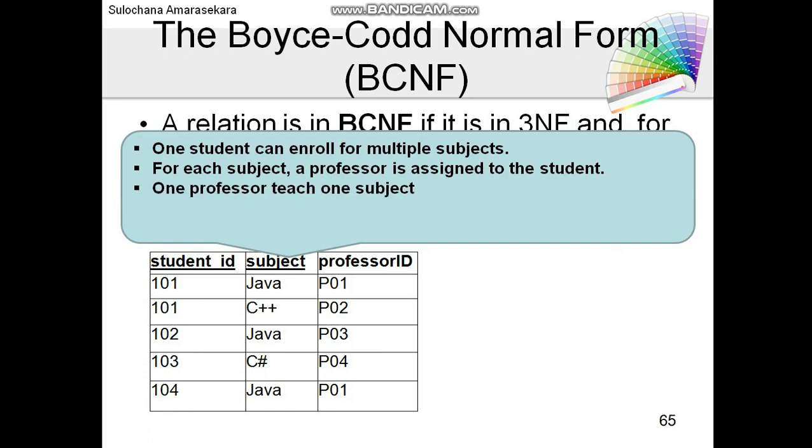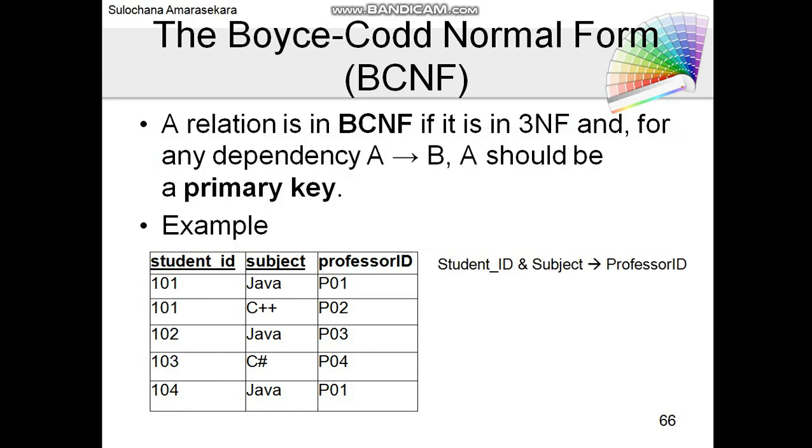One professor teaches only one subject. Professor P01 always teaches Java, but there may be multiple professors teaching one subject. Professors P01 as well as P03 teach the Java subject. According to these facts, professor ID functionally depends on student ID and subject, as well as subject functionally depends on professor ID.